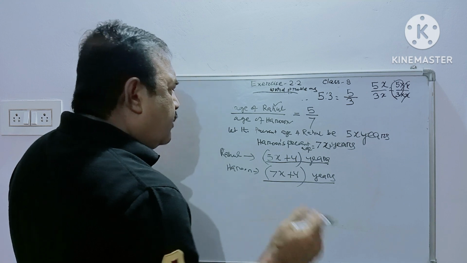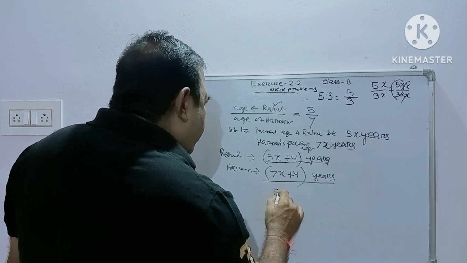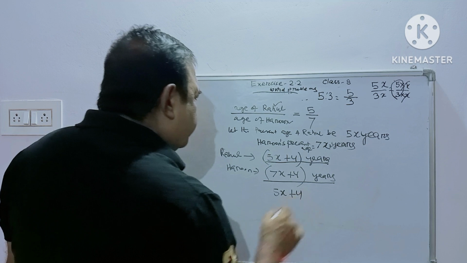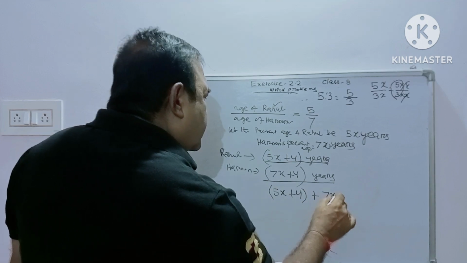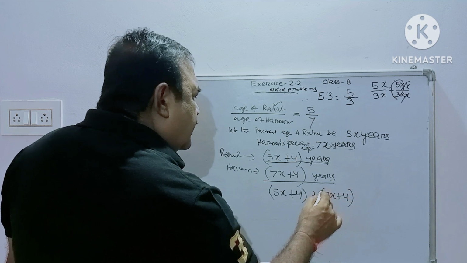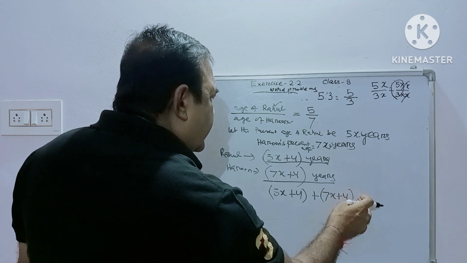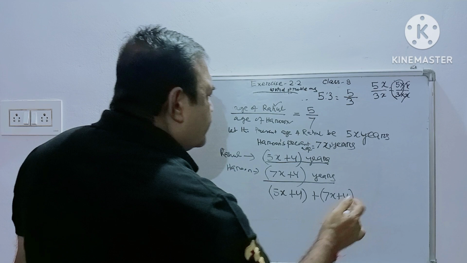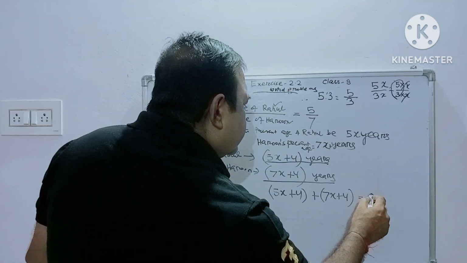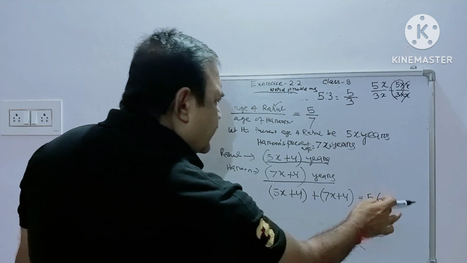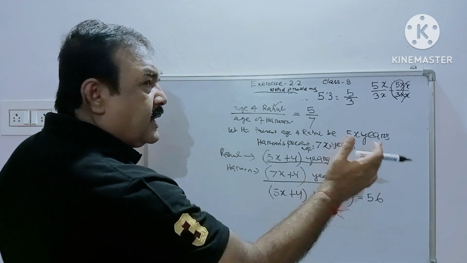So according to the question, what is the equation we may develop here? 5x plus 4 plus 7x plus 4. I do not mention the unit here. I do not write years, months, nothing. That is equal to 56. Well, here it is years, here it is years, here it is years. We cancel the units.